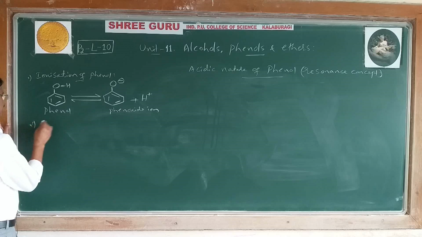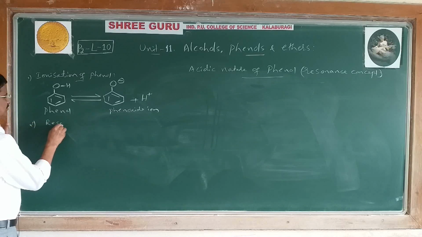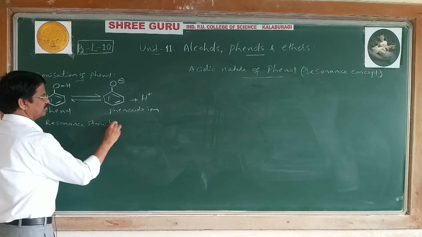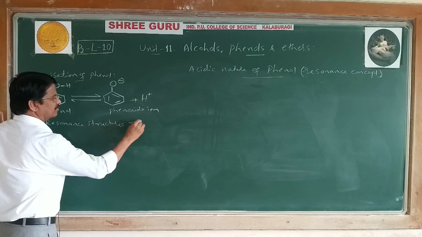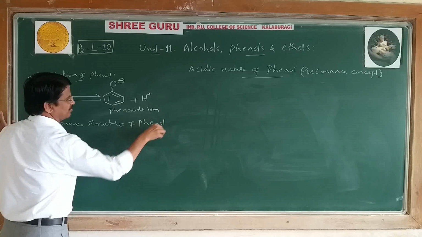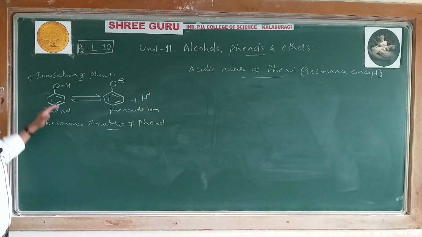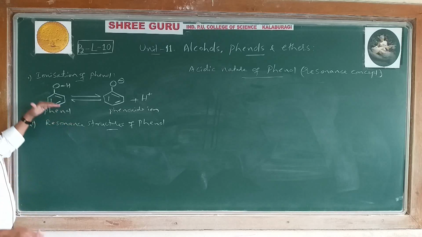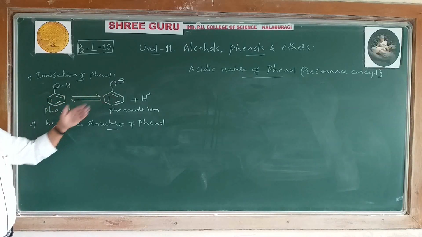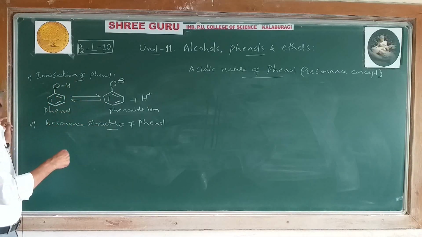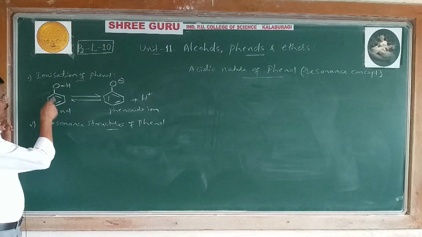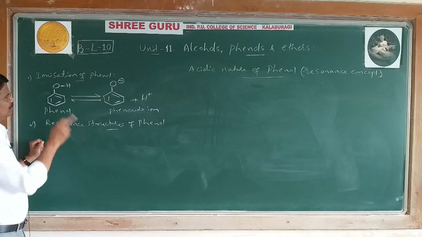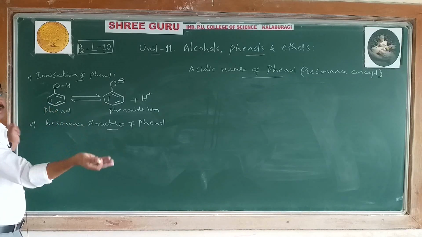Then second, resonance structures of phenol. First I have written the ionization of phenol. Next, resonance structures of phenol. Then resonance structures of phenoxide ion. Based on all these 3 points, we can decide why phenol is said to be acidic. I will write first phenol resonance structures, then phenoxide ion.